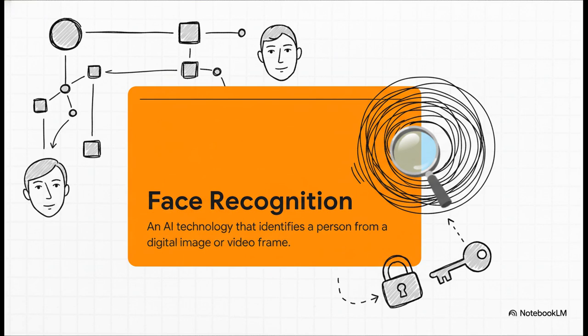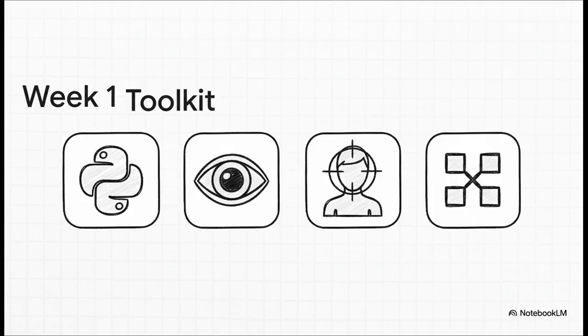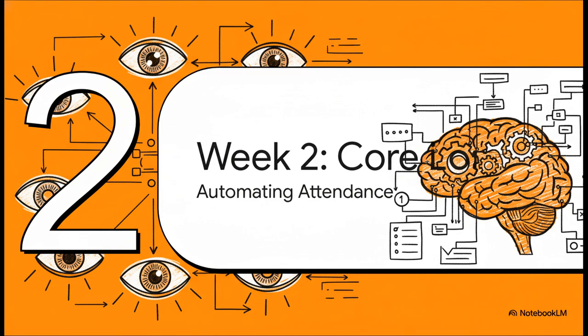And just so we're all on the same page, when we say face recognition, what we're really talking about is the AI tech that lets a computer look at a picture and go, hey, I know that person. It's the magic key that makes this whole project possible. Okay, so let's look at the toolkit for this first week. Python is the language we're writing everything in. Then you've got OpenCV, which you can think of as the system's eyes. It's what handles all the image processing. The face recognition library is the real workhorse here. It does the heavy lifting of actually figuring out who is who. And finally, there's NumPy, which is super important for efficiently dealing with all the numbers that our images get turned into.